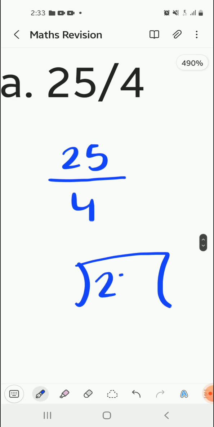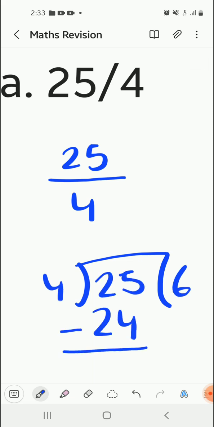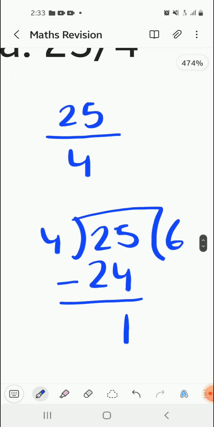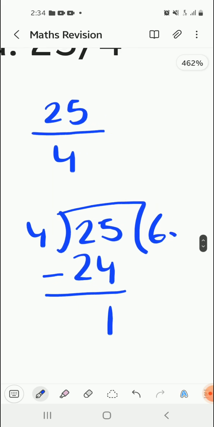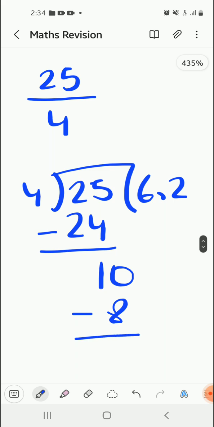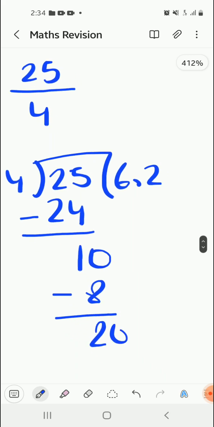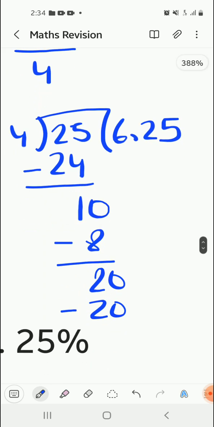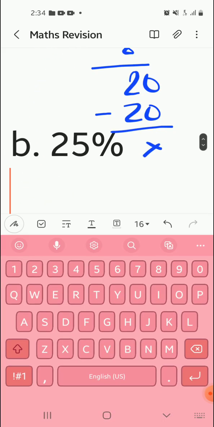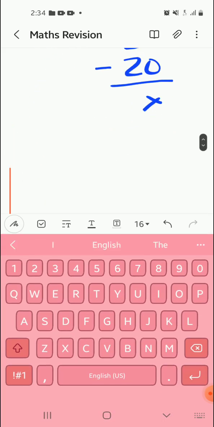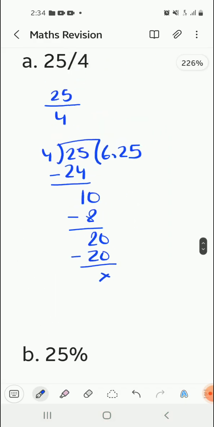Simply divide the number. 25 by 4, we know 4 into 6 is 24. 1 remainder. Insert a decimal point here and also 0 over here. Now my answer becomes 10. So 4 into 2 is 8. So 2 remainder. Again insert a 0. 4 into 5 is 20. And finally we are done.